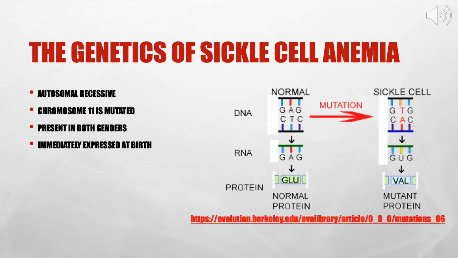How is this disease caused genetically? Sickle cell anemia is caused by a mutation in a gene called hemoglobin beta, or HBB, located on chromosome 11. This mutation is also shown in the picture on your right. Both females and males can get this genetic disorder, so it's present in both genders. And the gene is immediately expressed in sickle cell anemia at birth.